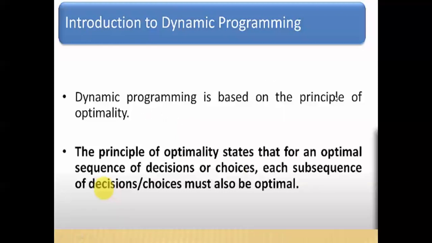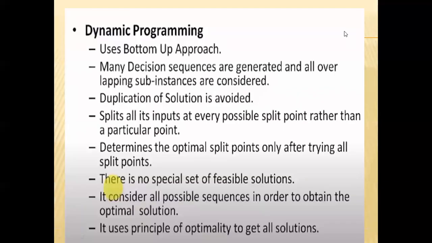Next, dynamic programming uses the principle of optimality. The principle of optimality states that for an optimal decision sequence, each subsequence of decisions and choices must be optimal. Next, dynamic programming is a bottom-up approach. Many decision sequences are generated, not only a single decision sequence. Next, duplication of solutions is avoided.